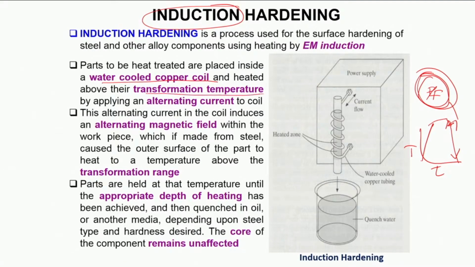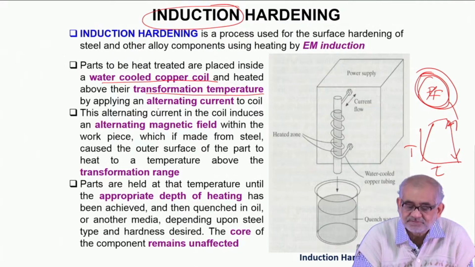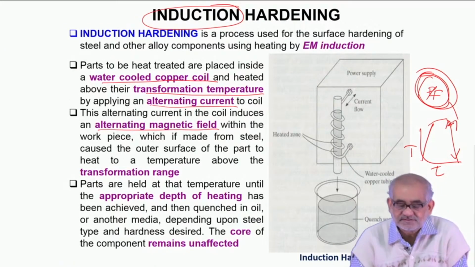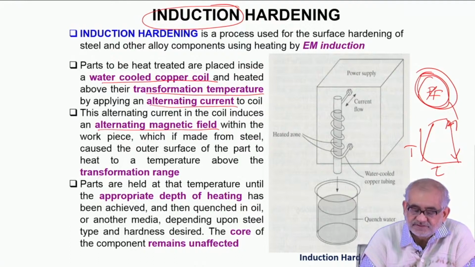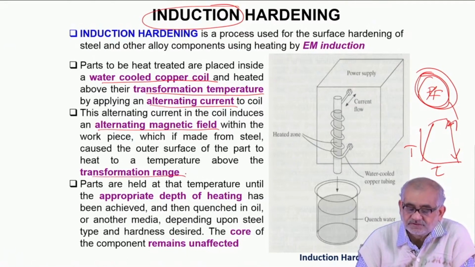We need to reach the required transformation temperature, and this temperature is reached because of the alternating current that we send to the coil. When we send alternating current to the coil, we create an alternating magnetic field, and the fluxes interact with the surface and create a certain thermal state, and that takes the stock to a temperature above the austenite formation range.